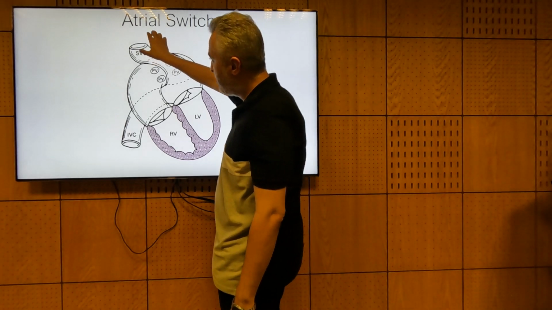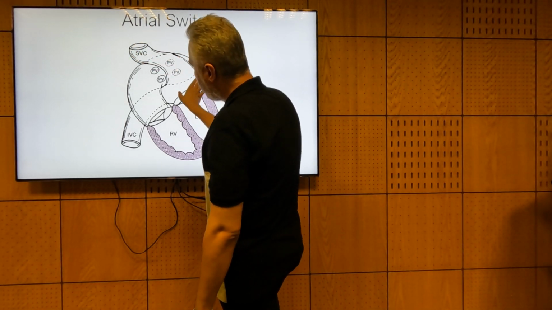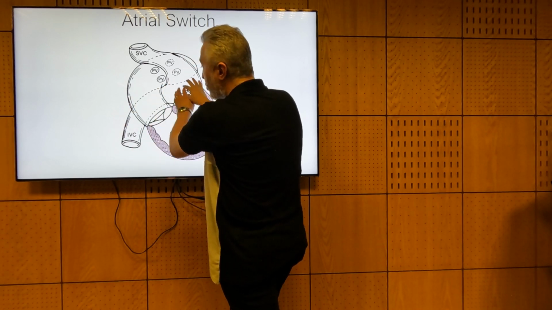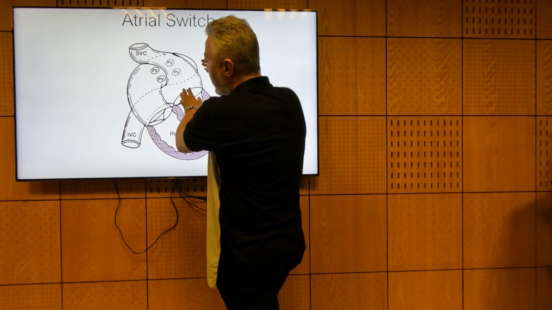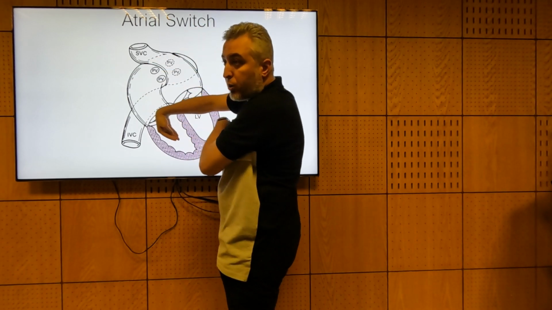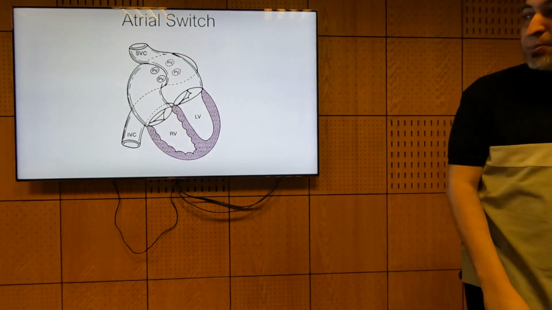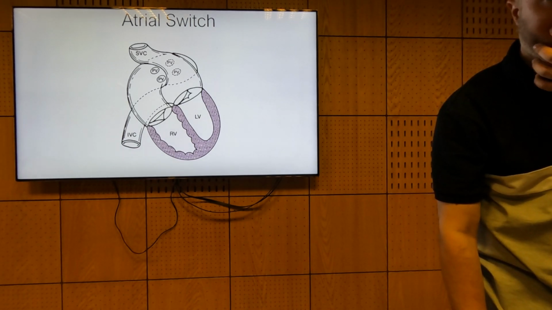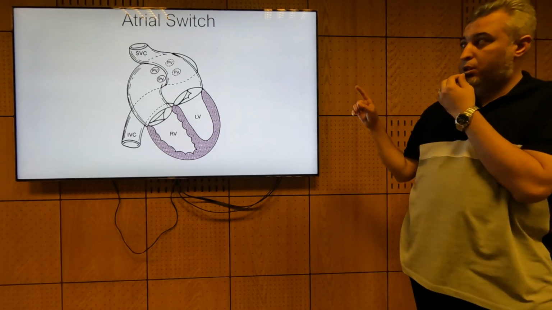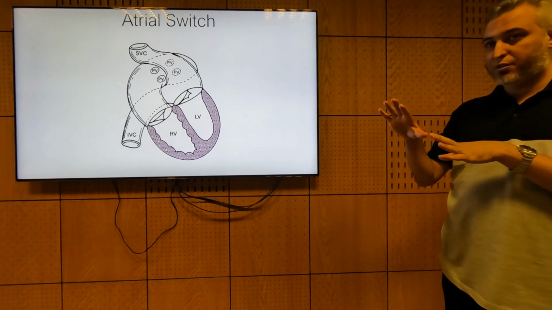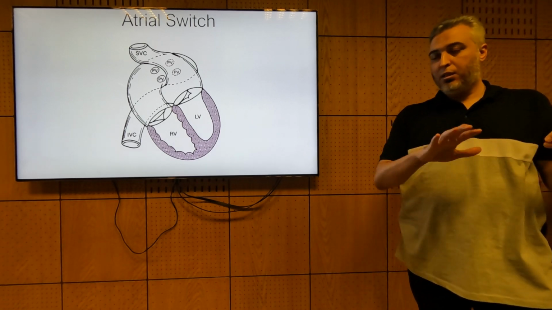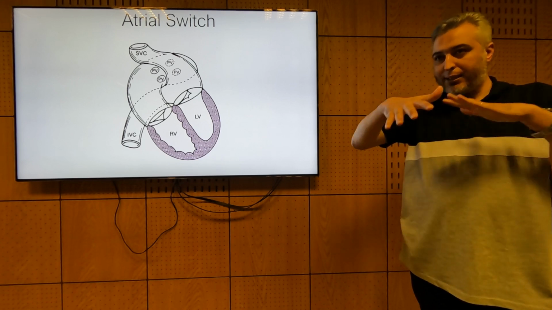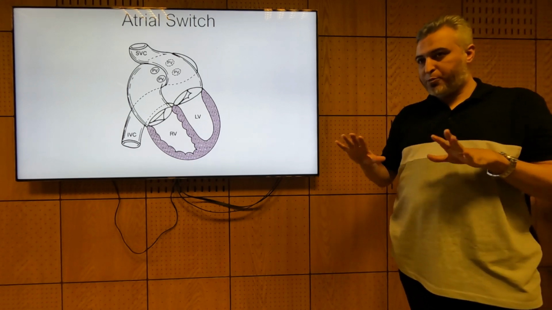So we want to create baffles from the SVC into the mitral valve, and this baffle would be joined by another baffle from the IVC, again both going into the mitral valve, while the pulmonary veins from behind these go to the tricuspid valve to open into the right ventricle. Baffles, you mean artificial? They're different. Different techniques use different things. In the Senning, which I just described, we use the atrial wall and the septum. In the Mustard, we use pericardial patches.